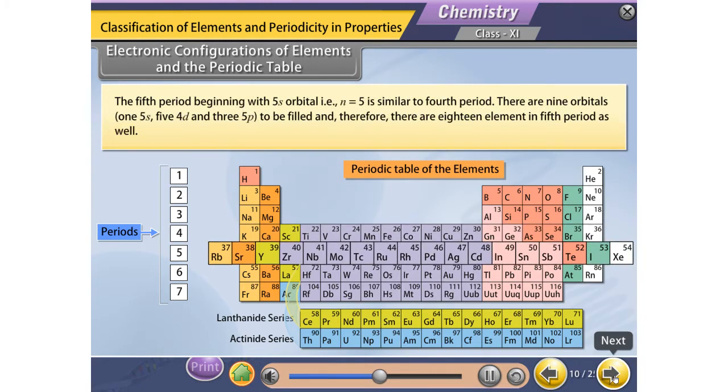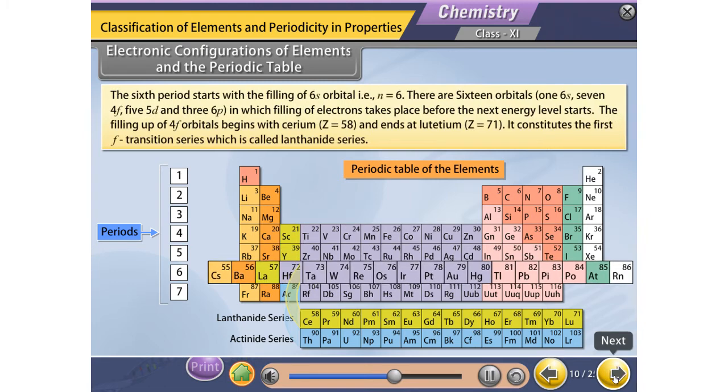The fifth period beginning with 5s orbital, that is, n is equal to 5, is similar to fourth period. There are 9 orbitals, 1 5s, 5 4d and 3 5p to be filled, and therefore there are 18 elements in fifth period as well.